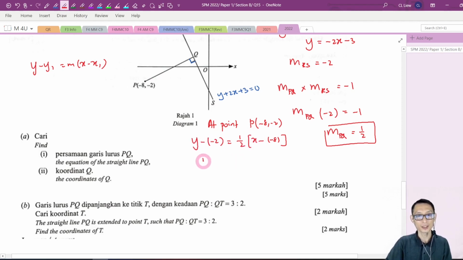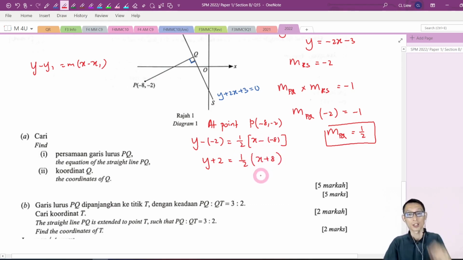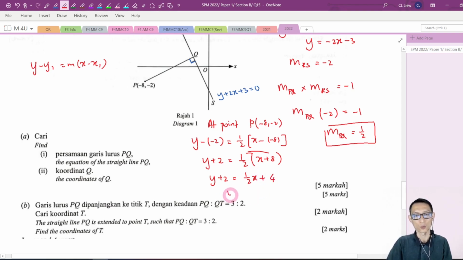Okay, negative negative becomes positive, and here it's negative negative positive. Now y plus 2 is equal to, do some expansion over here, 1 over 2 x plus 4. So y is equal to 1 over 2 x plus 4 minus 2, you will get 2. Okay, so this is the equation of the straight line PQ.